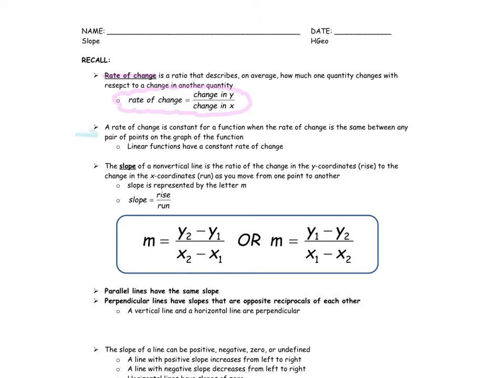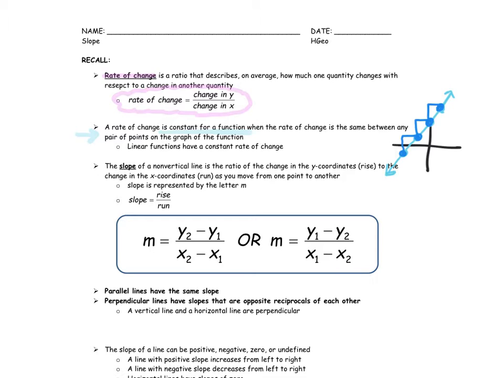A rate of change is constant for a function when the rate of change is the same between any pair of points on the graph of the function. So if you look at this line graphed over here to the right, the rate of change between any 2 points, as we go from one point up and over to the next point, up and over to the next point, if that rate of change is the same between any 2 points, the rate of change is constant for that function.